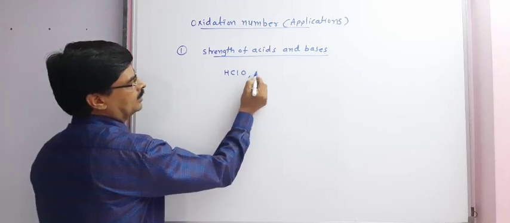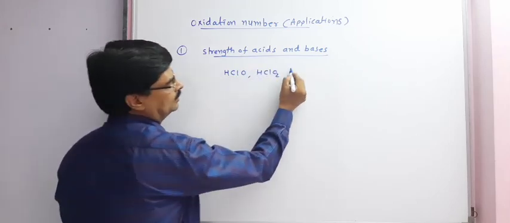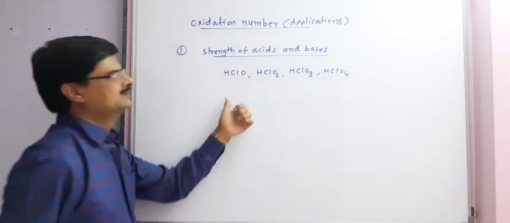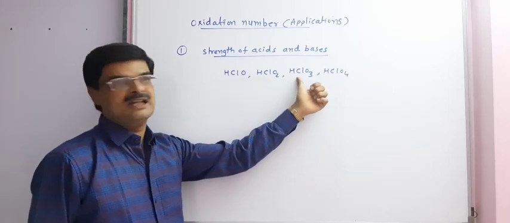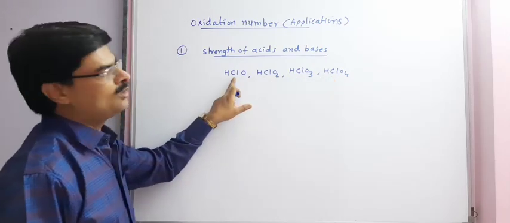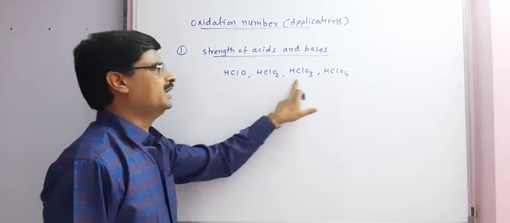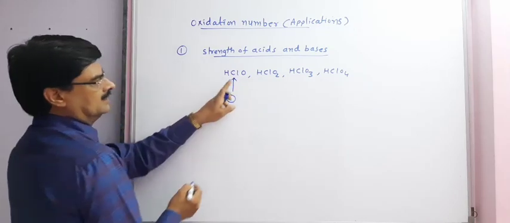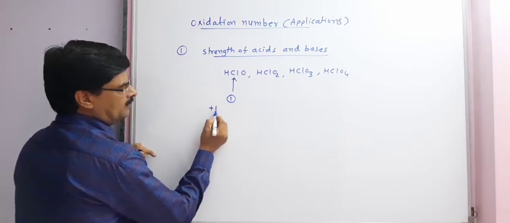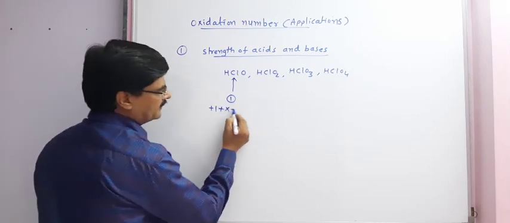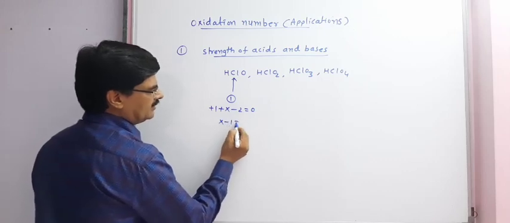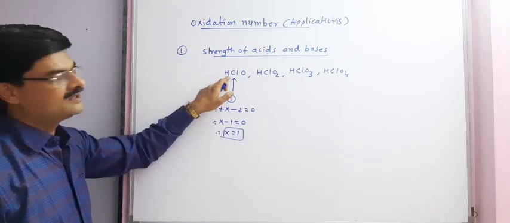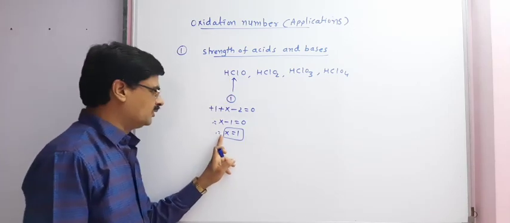For example, we have HClO, HClO2, HClO3 and HClO4. Find out the oxidation state of chlorine in all these compounds. Here in this compound, it is plus 1. How plus 1? Hydrogen plus 1, for chlorine X, for oxygen minus 2 is equal to 0. So X minus 1 is equal to 0, therefore X is equal to plus 1. So the oxidation state of chlorine in HClO is plus 1.